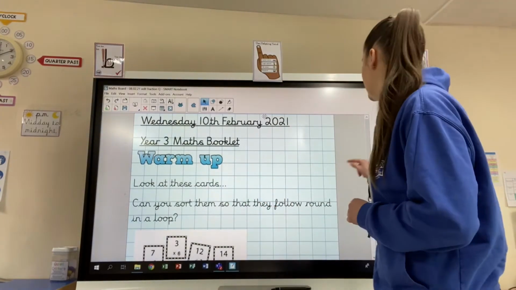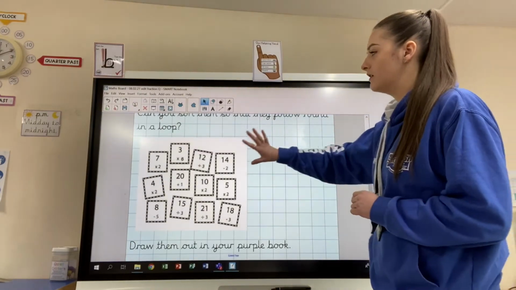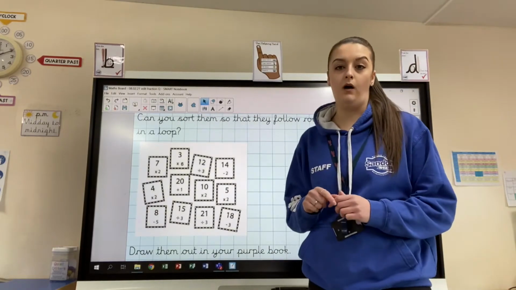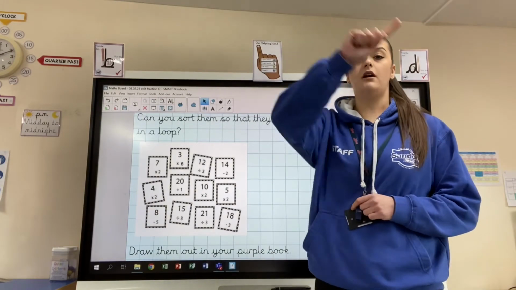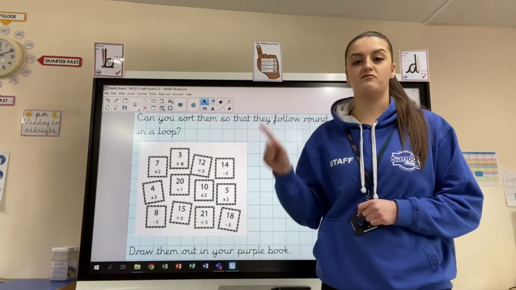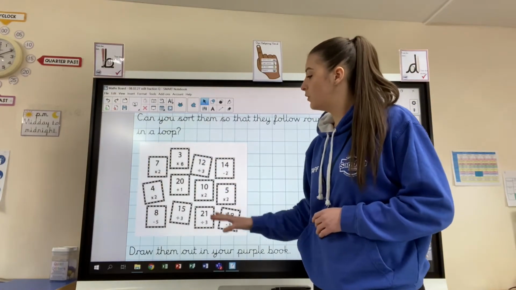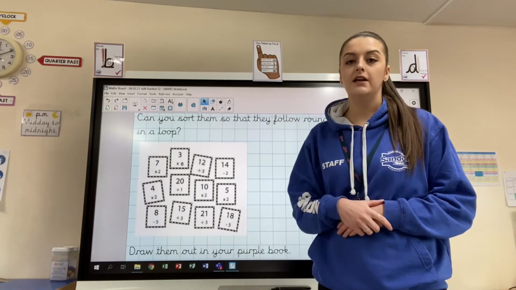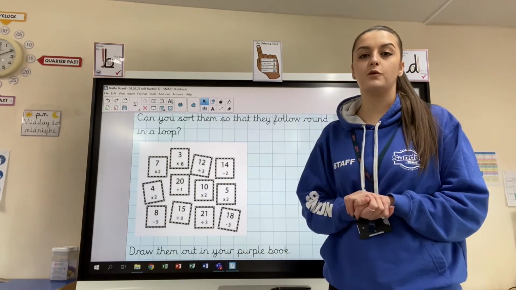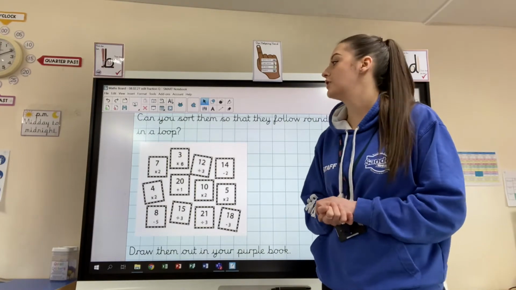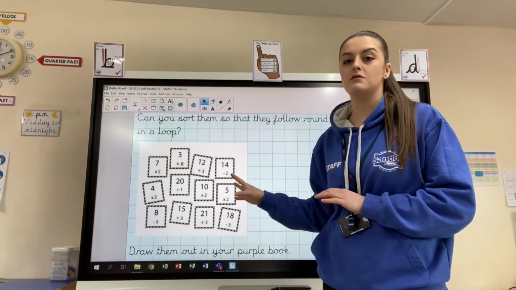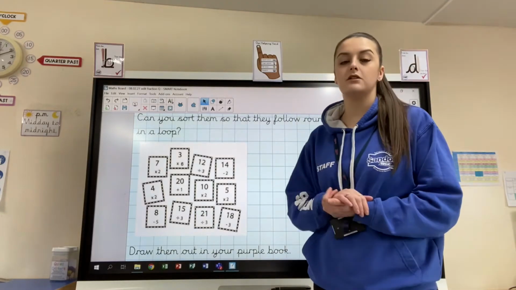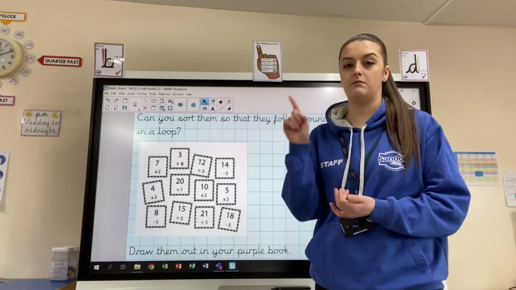So my warm-up today, I have got lots of different cards for you. And these are what we call loop cards, okay? So a loop, we know, it continues going round and round and round. So you should be able to use all of these cards and it will loop back to the card you started with. Now we have used loop cards in school before and you may have used them in previous years too. So I'm going to explain how you use them and then I want you to pause the video and have a go at copying some of these loop cards down, okay? See if you can make a loop.